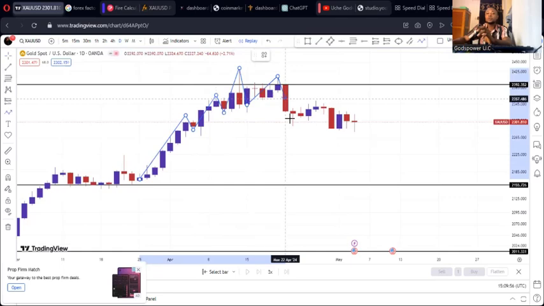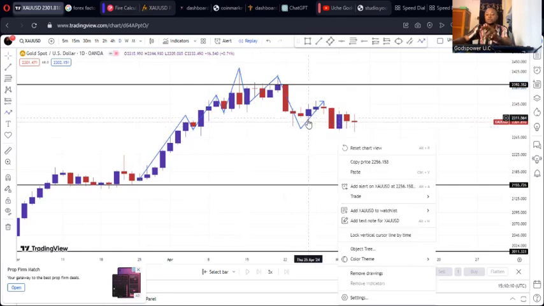So that is why it started dropping. And as it dropped, it broke this zone right here. So after it broke the zone, what do you see it do? It retraced back to that zone, right? And now it's dropping again. So let me clean this.